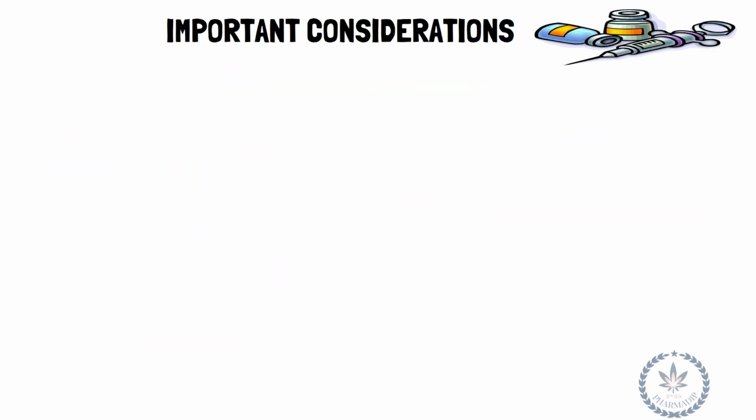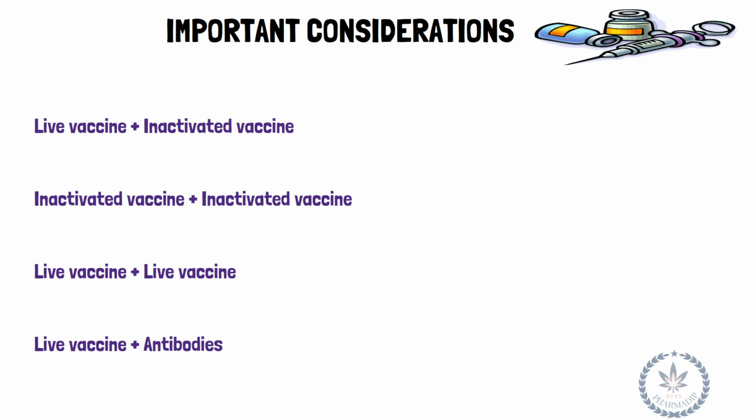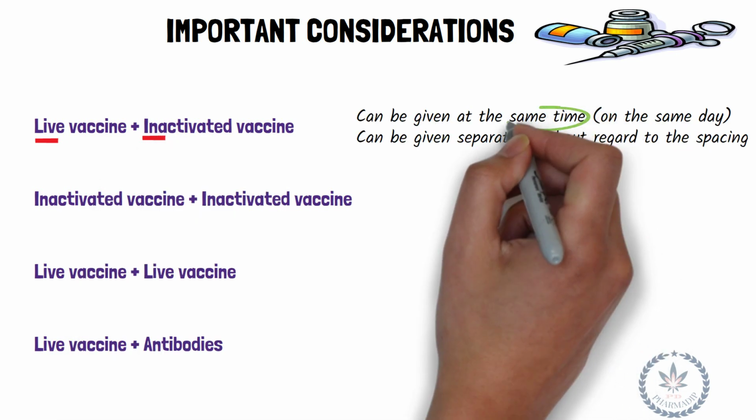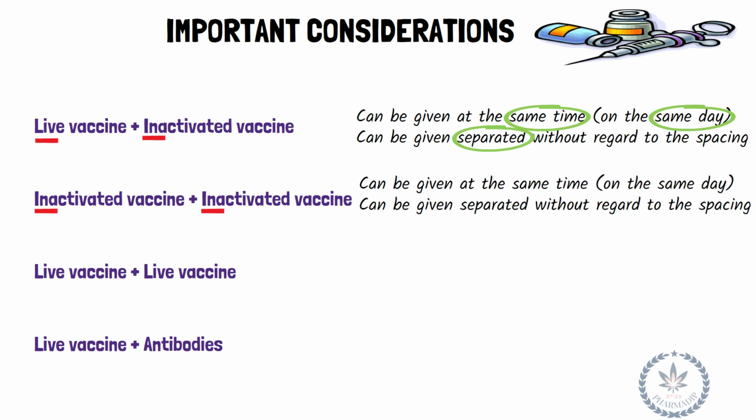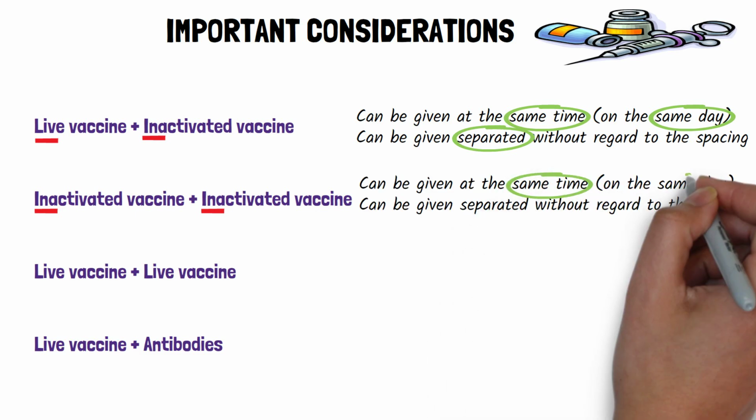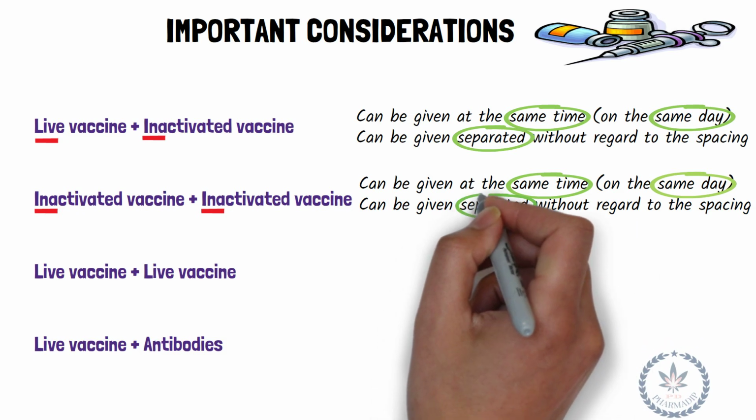Key points to remember while administering the vaccine types. This is an important part, so keep focus on it. Live vaccine and inactivated vaccine both can be given at the same time on the same day or can be given separated without regard to the spacing. Inactivated vaccine plus another inactivated vaccine can be given at the same time on the same day or can be given separated without regard to the spacing.